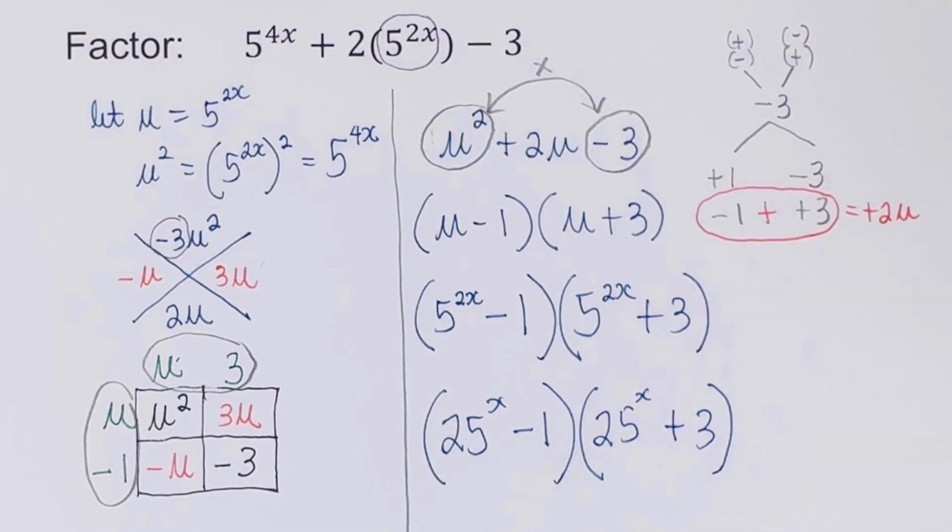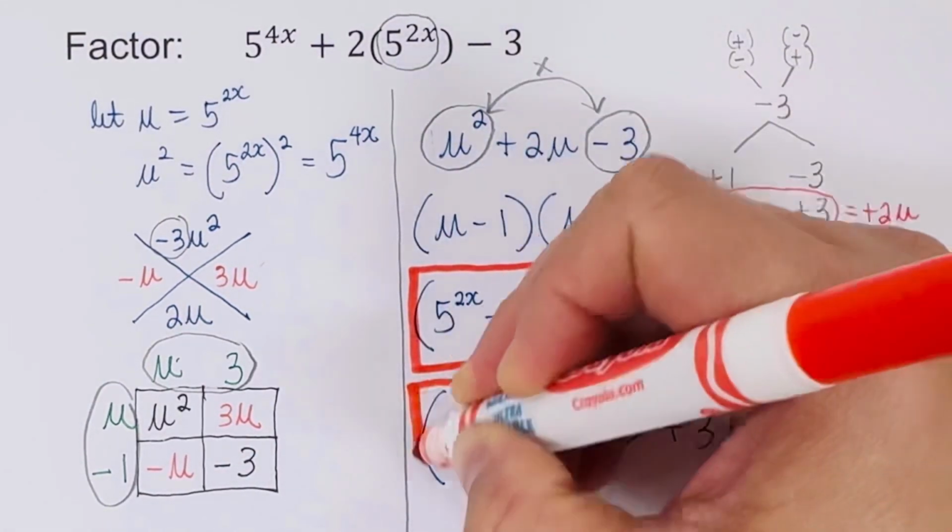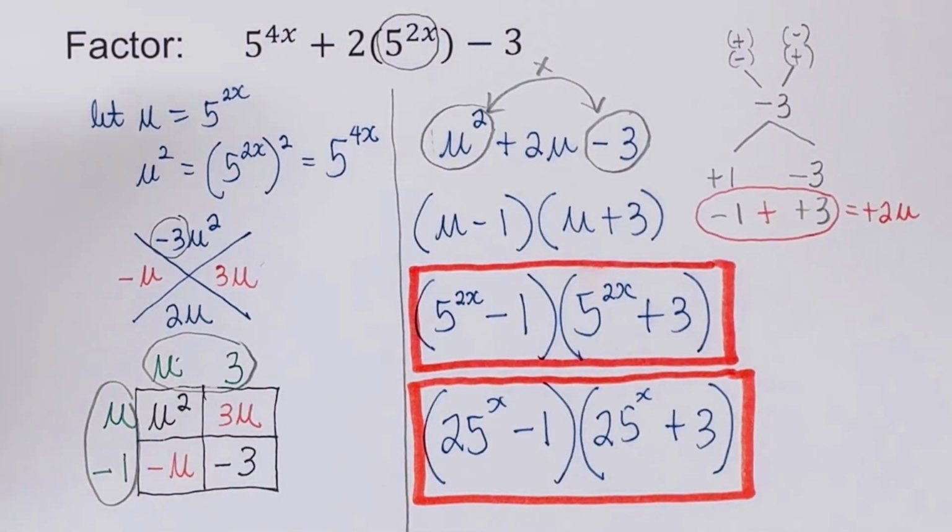So this is the factored form for this given expression that we have up there. So that is how we factor this given expression using the substitution method and the box and diamond method.